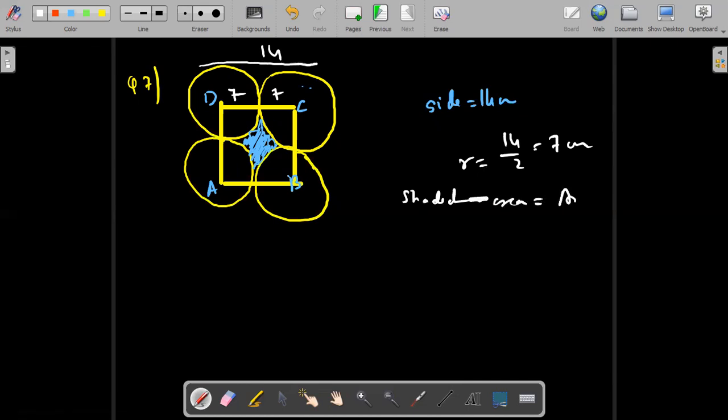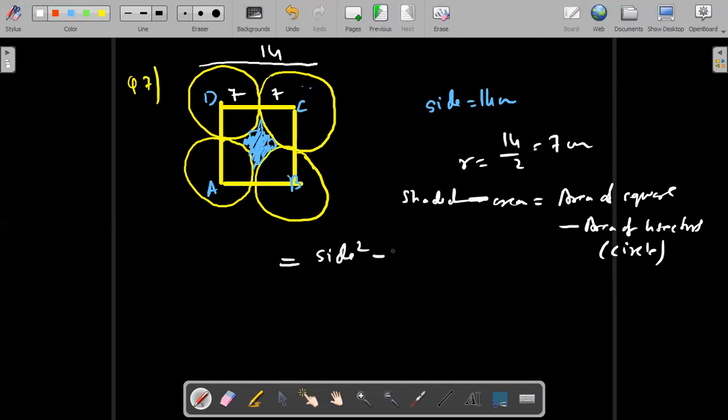It will be the area of the square minus the area of the 4 sectors. Now, the 4 sectors are actually equal to 1 circle. So we can say the required area will be side square minus pi r square.